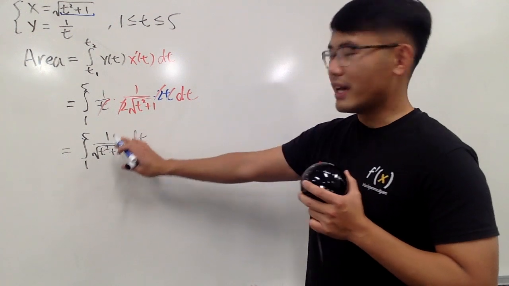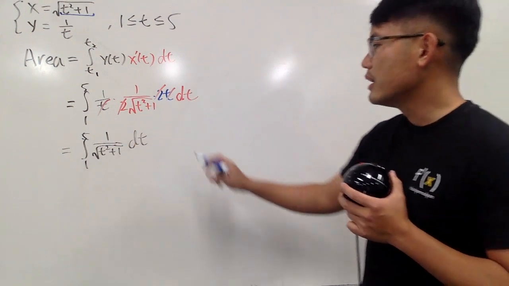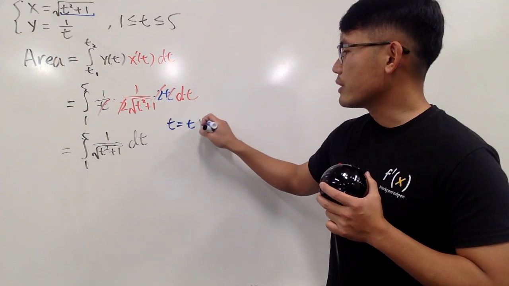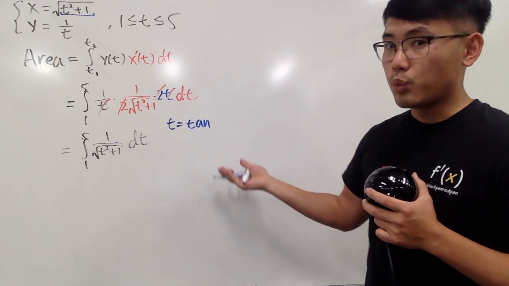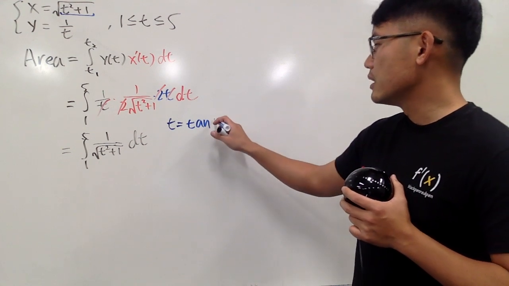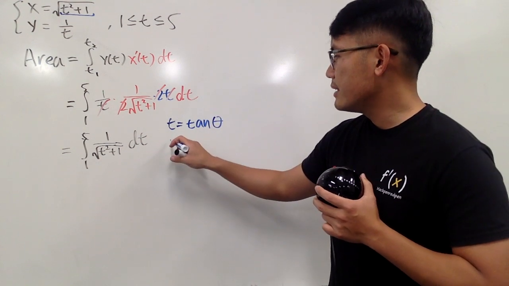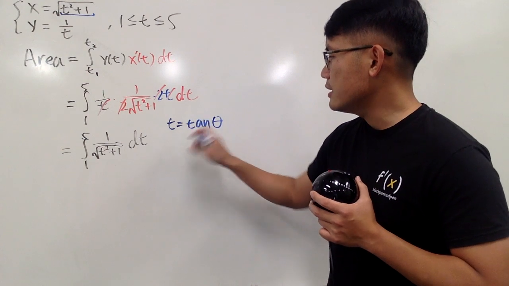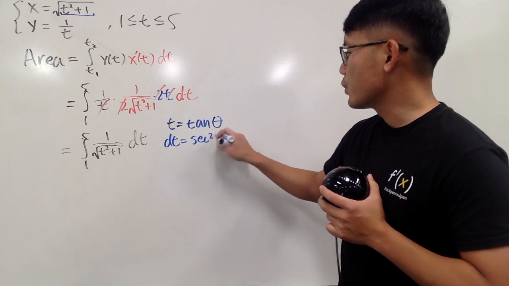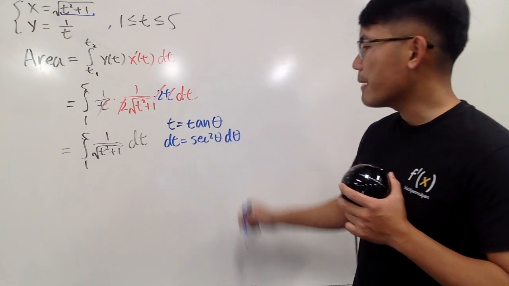What we'll do is we'll take this into the theta world. So do trig sub, right? t is equal to, and again, we know tangent squared plus 1 will give us secant squared. So we will use tangent theta here, and we will just differentiate this so we can get the dt. dt is equal to the derivative of this, which is secant squared theta d theta.